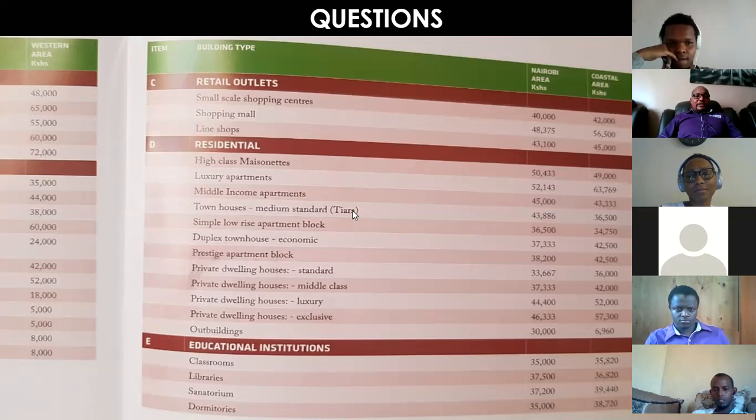And then, of course, you have these medium standard townhouses, what people are building in Syokimau, what people are building in Kitengela, and the likes. So this is what you are looking at. And then there are low-rise apartment blocks, duplex townhouses, and private dwelling houses. This would be the cheapest at 33,667. This is fairly standard.